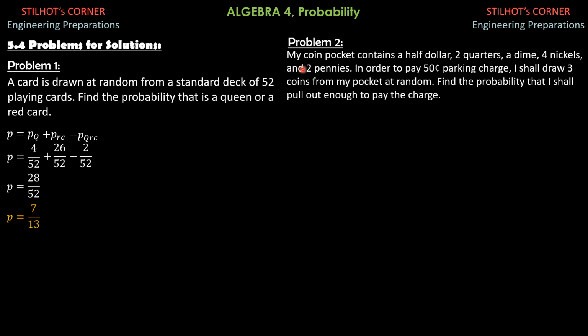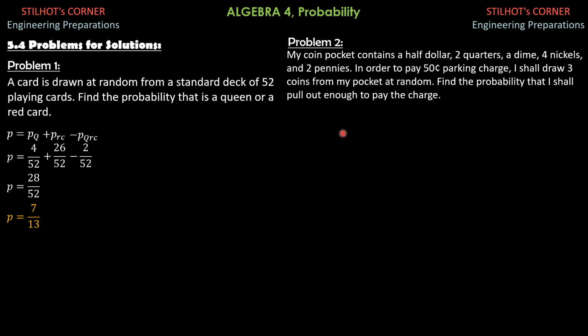So if you reread the problem and analyze, the probability is equal to the probability of favorable outcomes, that the 3 coins should have a value greater than or equal to 50 cents. And the total number of outcomes is the selection of 3 coins out of 10. So a half dollar plus 2 quarters, that would be 3 coins, plus another dime, 4, plus 4 nickels, 8 coins, plus 2 pennies, 10 coins. So there are 10 coins all in all.